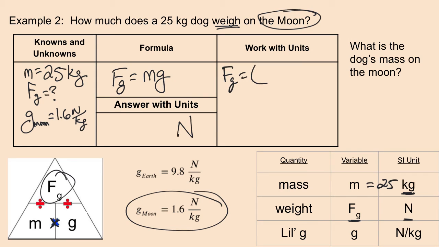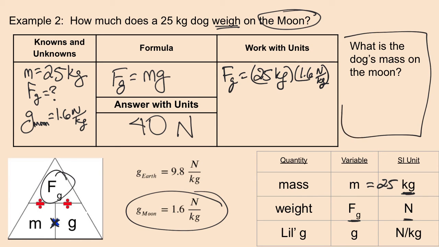And let's plug things in now. My m is 25 kilograms. My g on the moon is 1.6 newtons per kilogram. And so what does my little doggy weigh? And I put in my calculator 25 times 1.6 and I get 40. And I know that my units are Newton because I put those there already.